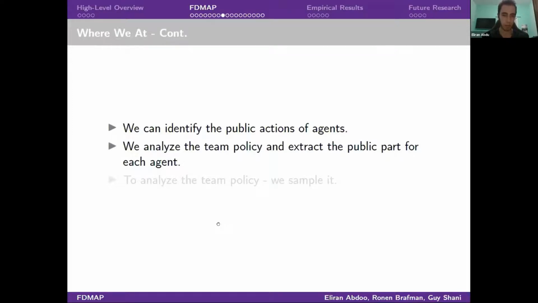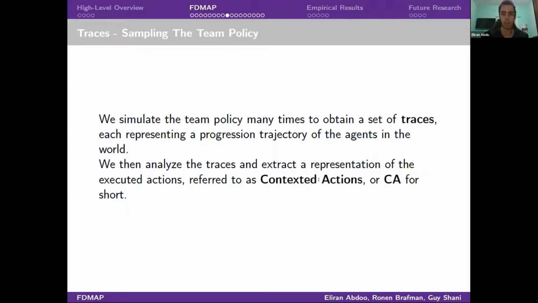Now that we have that notion, we can analyze the team policy and extract the public part for each agent by, again, identifying those public actions. And then to analyze the team policy, which is a matter of its own, we sample it. So what does it mean?